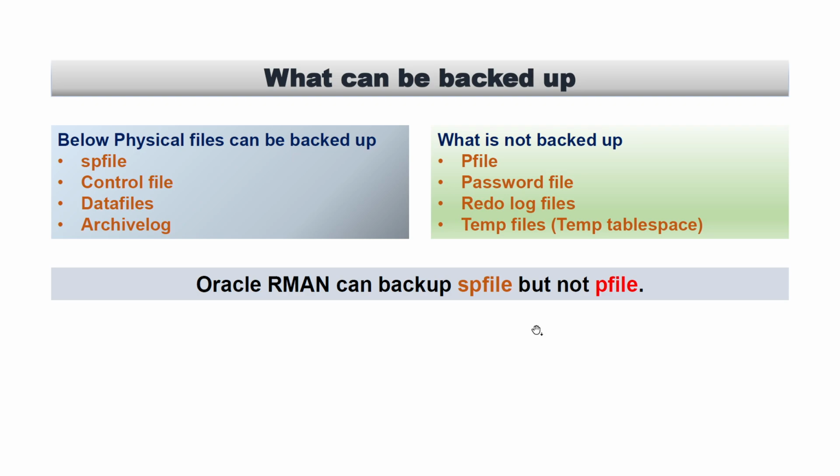What can be backed up? Below physical files can be backed up such as SP file, control file, data files, archive log. What is not backed up? P file, password file, log files, temp files belonging to temp tablespace. Oracle RMAN can back up SP file but not P file. So this is yet another reason why you should run your database using SP file and not P file.